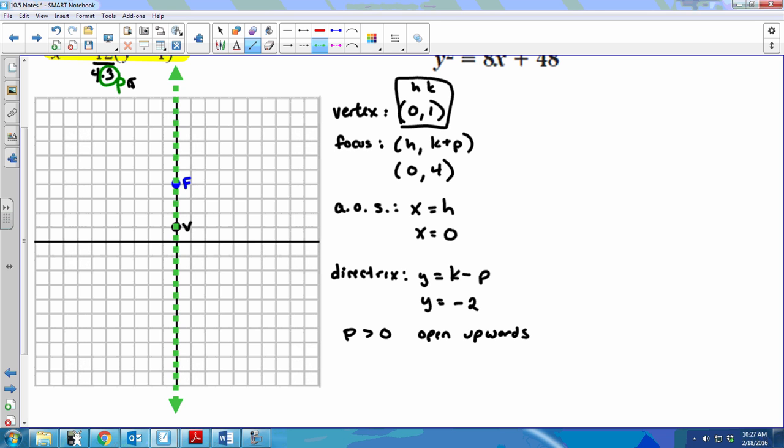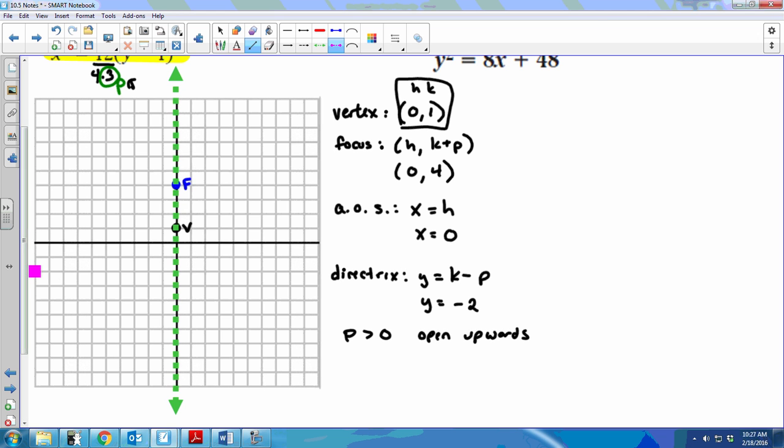The directrix is y equals -2. An equation of y equals a constant is a horizontal line. So y equals -2. And this is going to ensure that I graph my parabola in the right direction.